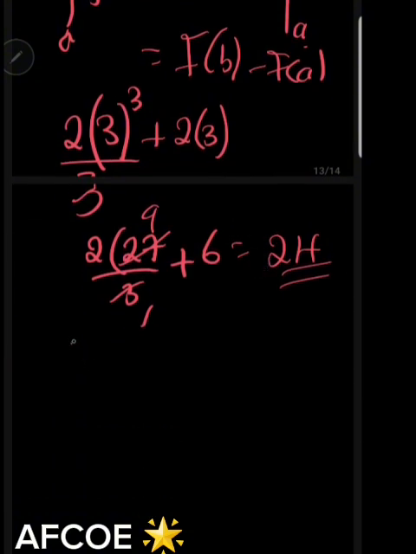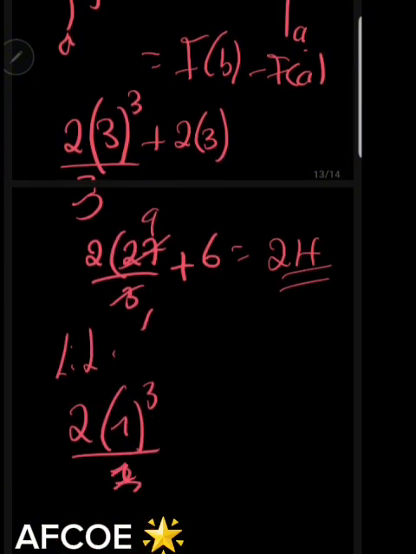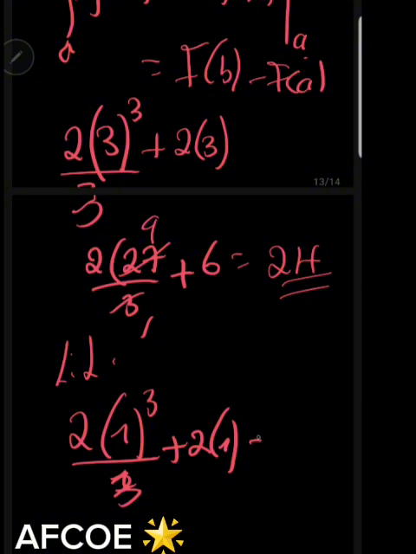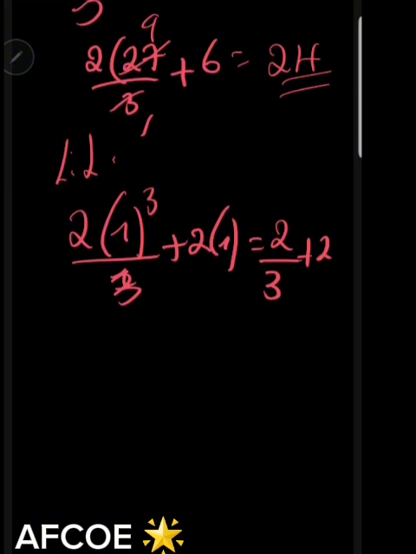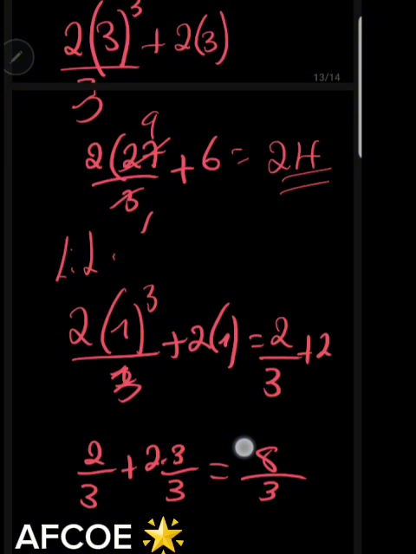Now we substitute our lower limit. We'll now have 2 into 1 all cubed over 3, since I'm substituting the u, plus 2 into 1. So I'm simply getting 2 over 3 plus 2, right? Now I can say this 2 to be 2 times 3 over 3. This is like fractions in primary school, very easy to add. So we maintain our denominator 3. 2 times 3 is 6 plus 2 gives us 8 over 3, right?